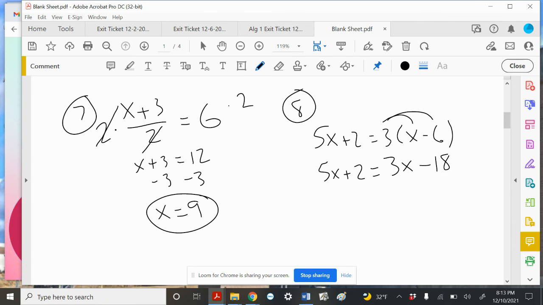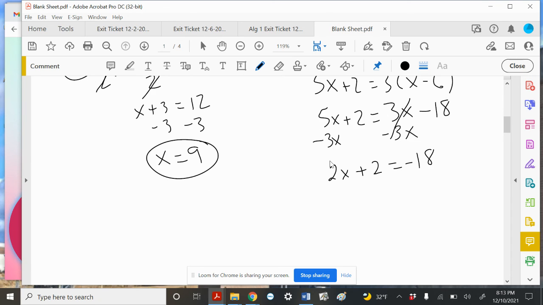3 times 6 is 18, so that's negative 18. I'm then going to get the x's on the same side, so it's easier for me to subtract 3x, so that becomes 0. And then 5 minus 3 is 2x plus 2 equals negative 18. My next step then is to subtract 2 from both sides, so that becomes 0. So I have 2x equals negative 20. And then finally, I divide both sides by 2, so x equals negative 10.